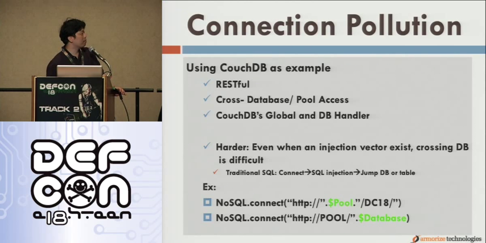And then what makes it harder? Even when an injection vector exists, cross-databases is difficult. Cross-databases was very easy with SQL injection because the SQL command supported naming of databases, so you can jump databases once you can manipulate SQL command. But it is absolutely not true in most NoSQL implementations. So traditionally, what happens in a traditional SQL is you get connected, you do SQL injection, and then you jump from one DB or one table to another. This is difficult to do in a NoSQL implementation.